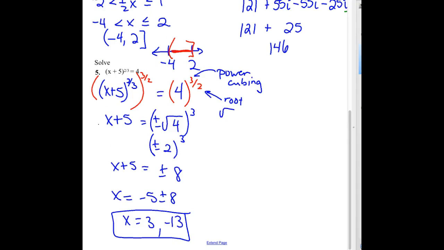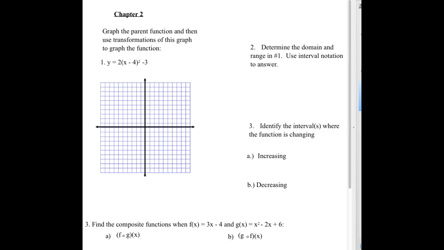All right, moving on to chapter 2. The first question says to graph the parent function and then use transformations of this graph to graph the given function here. So looking at our function, we have an x squared here, which means our parent function is just y equals x squared. So graphing that, we have (0, 0), (1, 1), (2, 4), and then the opposite side, (-1, 1) and (-2, 4). So those would be the points for our parent function.